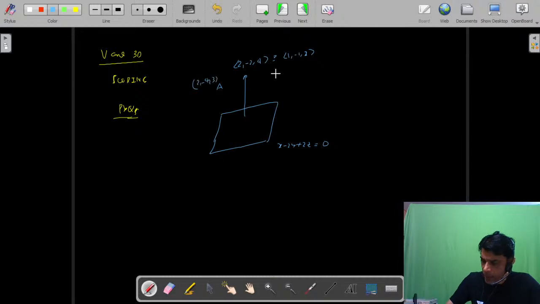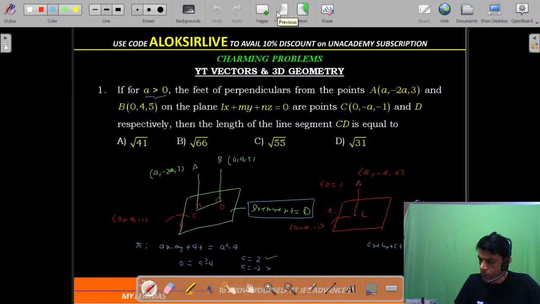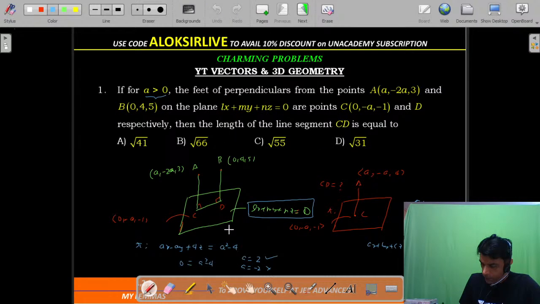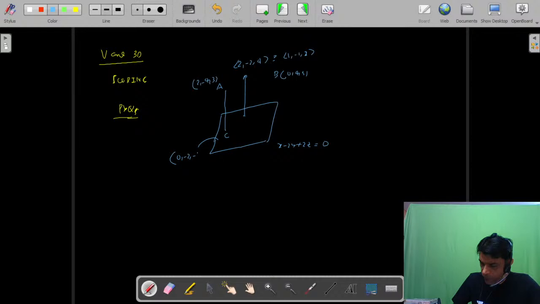And point B was already given. The point B was 0, 4, 5. And now this C we know, because it was given in terms of a. a is 2, so 0, negative 2 and negative 1. So we get 0, negative 2 and negative 1. And D we do not know.